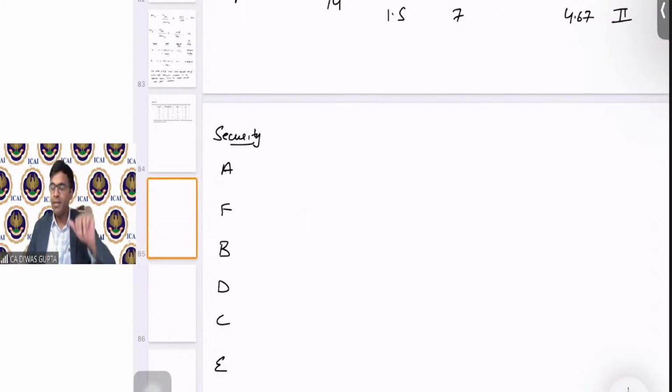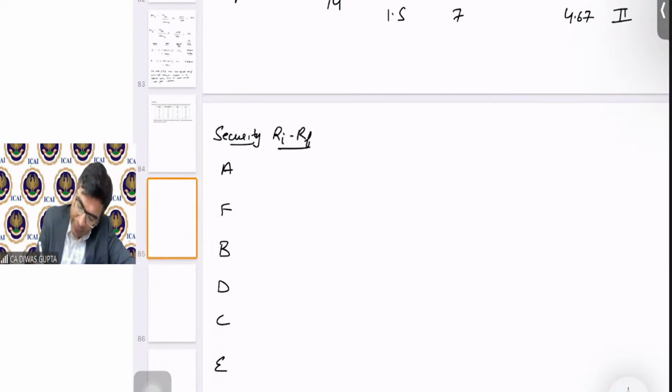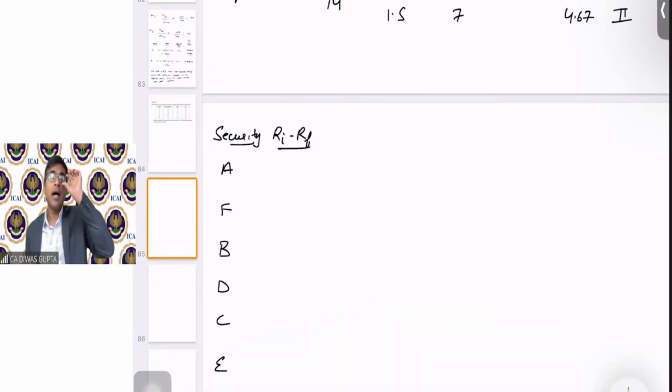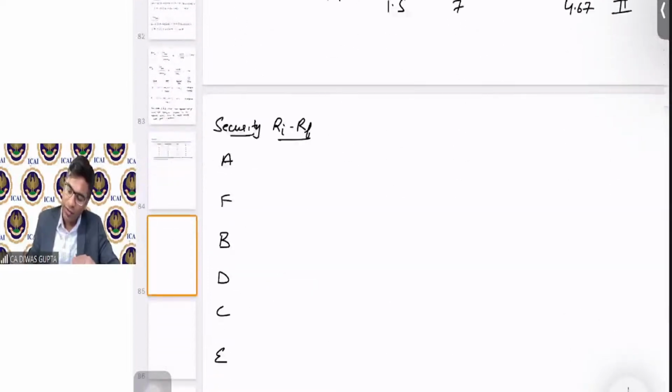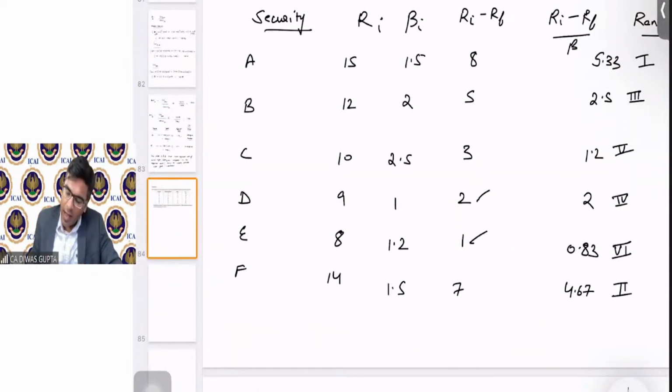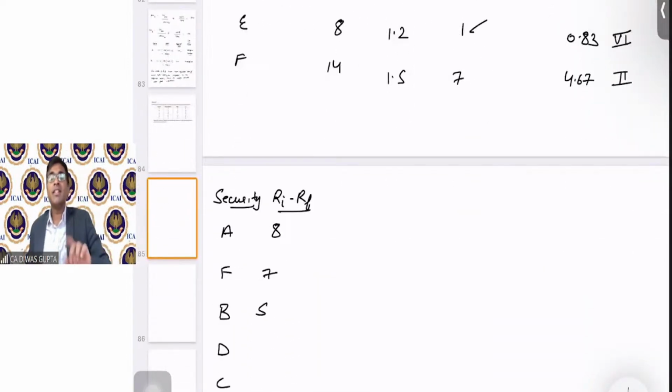Now, we have ranked basis standard ratio, rearranged basis those ranks. The next step is we will again put RI minus RF. Actually, we have to put in the rearranged format. Sorry, students. So for A, RI minus RF was 8. For F, it was 7. For B, it was 5. Okay, so this is actually a very common mistake. So please do remember, once you have rearranged it, RI minus RF has also to be in the rearranged manner.